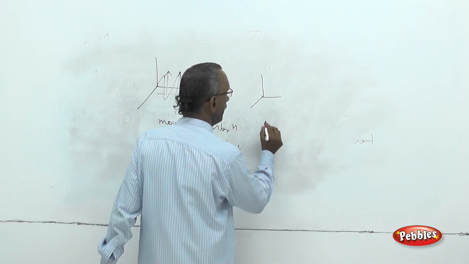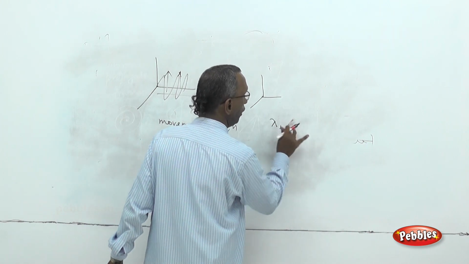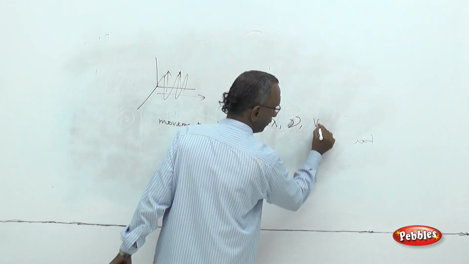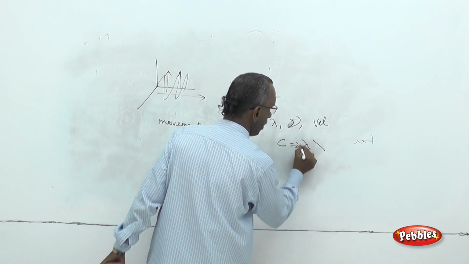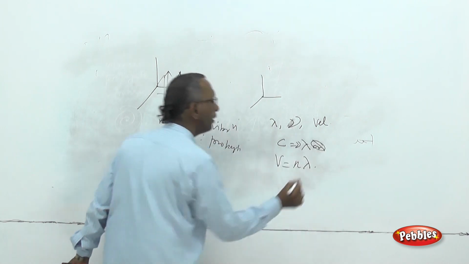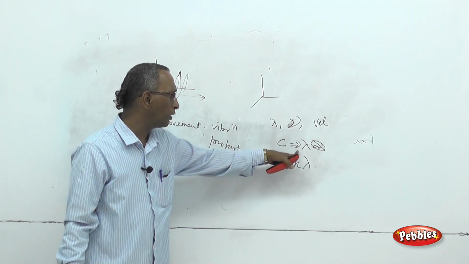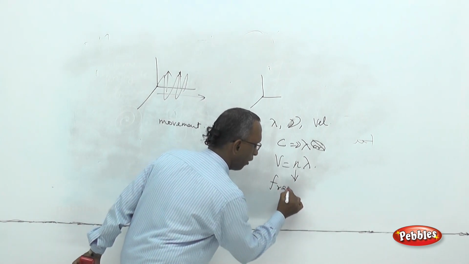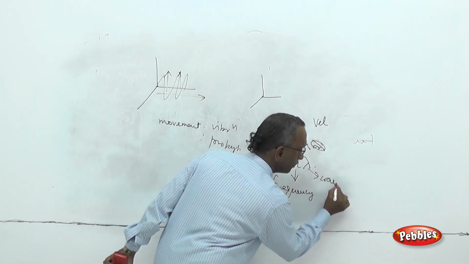Whenever you assign anything, it is associated with three important parameters called wavelength, frequency and velocity. It is written as c equals nu lambda, or v equals n lambda. C or v is called velocity. N or nu is called frequency, spelled F R E Q U E N C Y. This one is called wavelength.